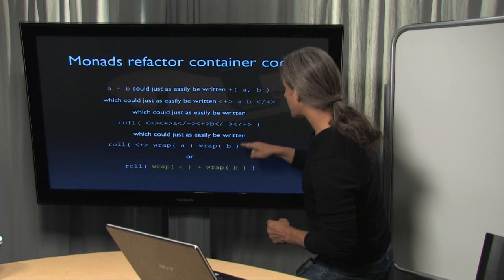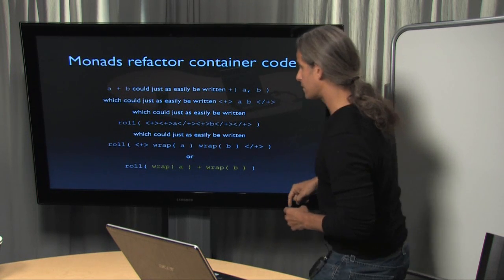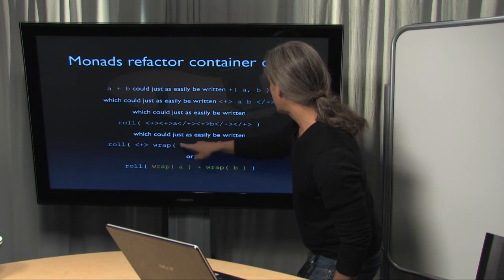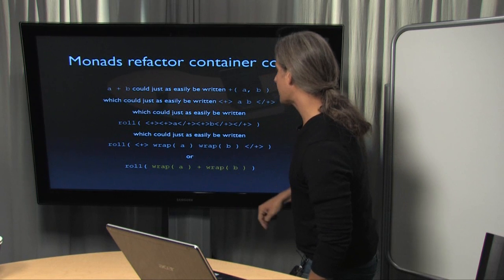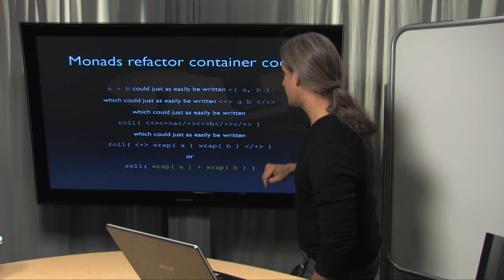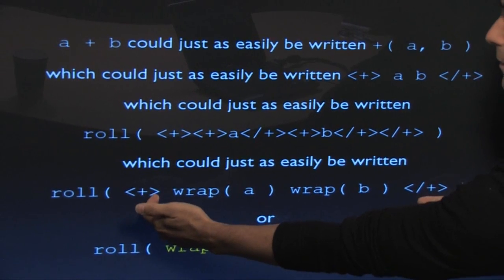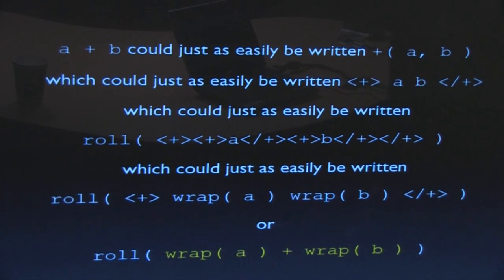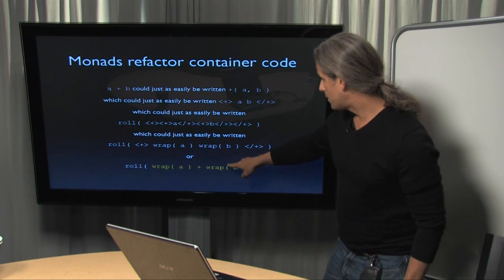So then if I write it in terms of our operations, what we do is we wrap A, that's nesting it in the angle brackets. We wrap B, we put that inside the angle brackets. We roll it up. Okay? So now let's just look. Look at that.